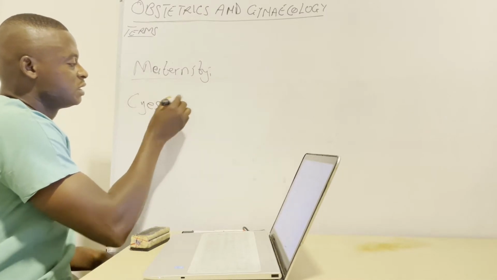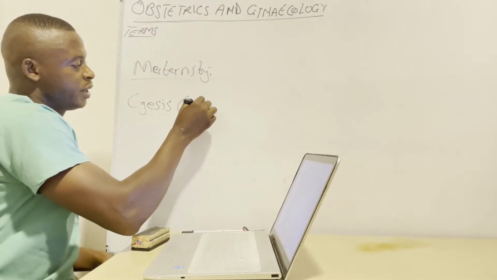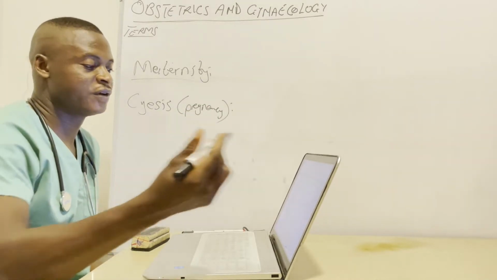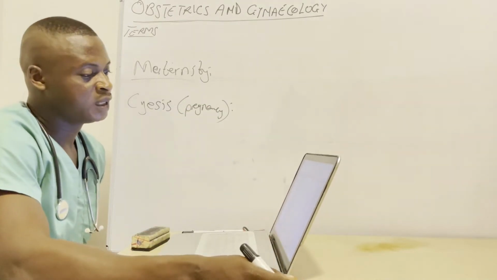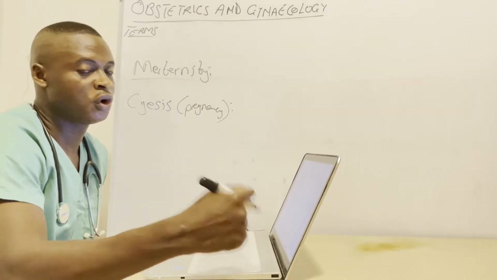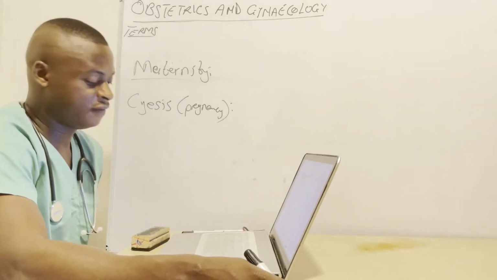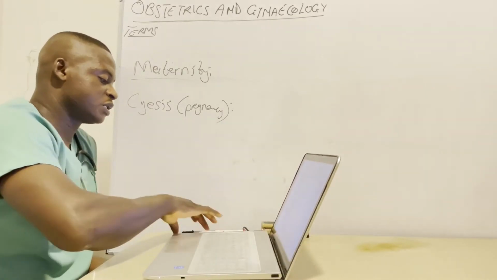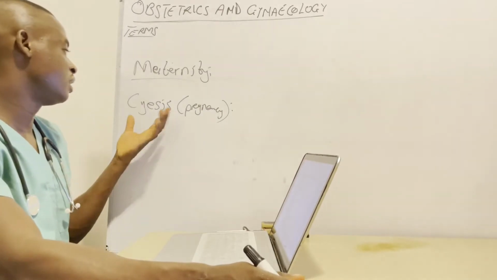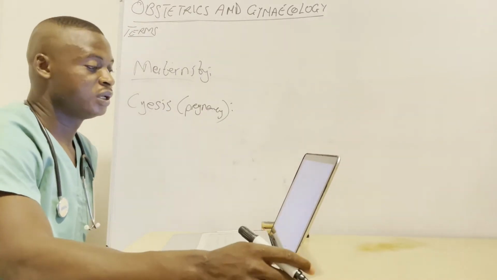We call it cyesis, or pregnancy. So it's self-explanatory. Cyesis in midwifery simply means pregnancy. This is the state of having a fertilized developing ovum in the uterus or elsewhere. So when an ovum in the uterus is fertilized, you say you are pregnant. As simple as that. And in midwifery, we call it cyesis.